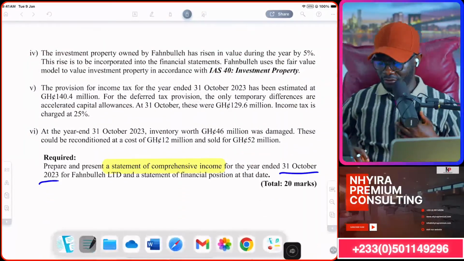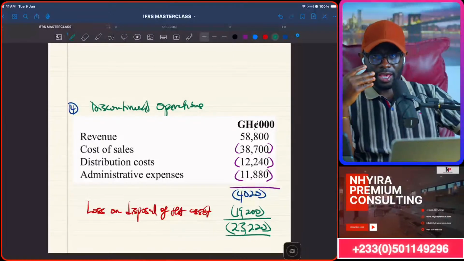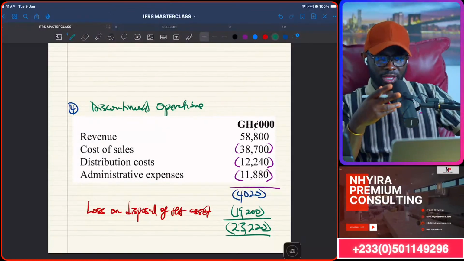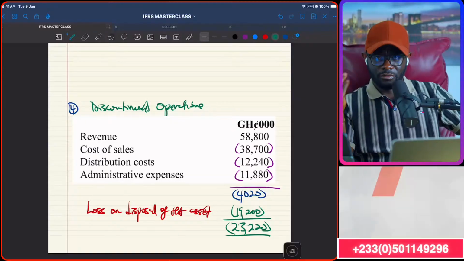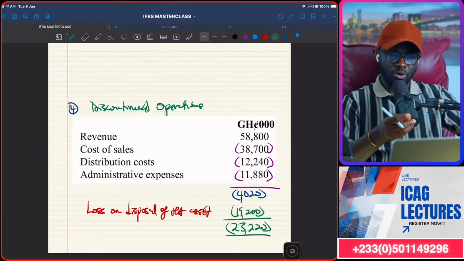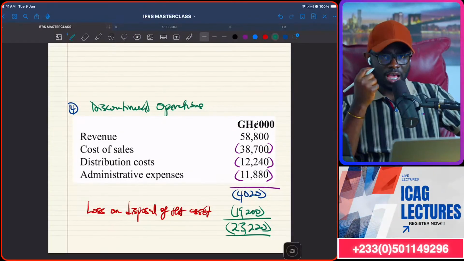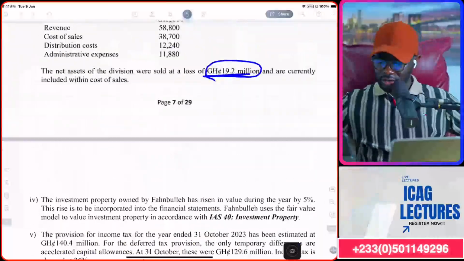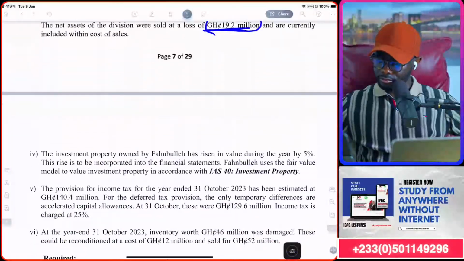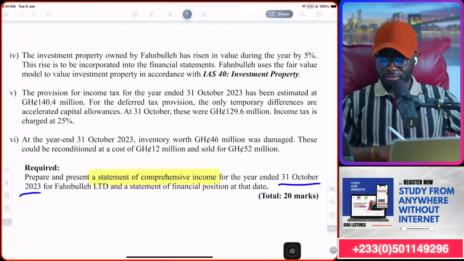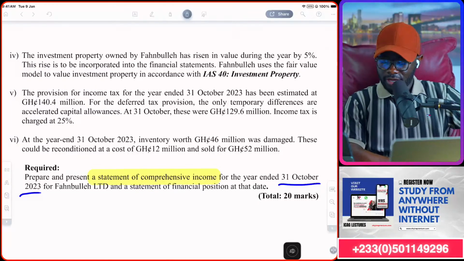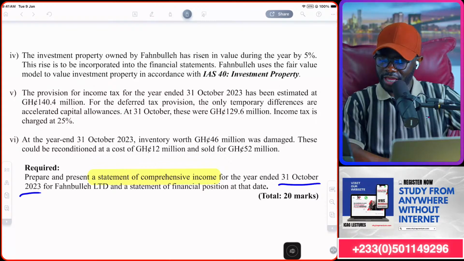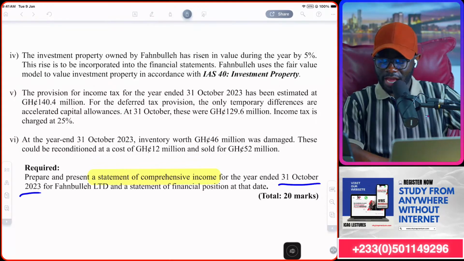So now the financial statement we are about to prepare will be the financial statement for the continuing division, because the division that has been sold, its effect has been adjusted for. So that is note 3, the disposal of the division. Note 4, the investment property owned by Fanbella has risen in value during the year by 5%. This rise is to be incorporated in the financial statement.